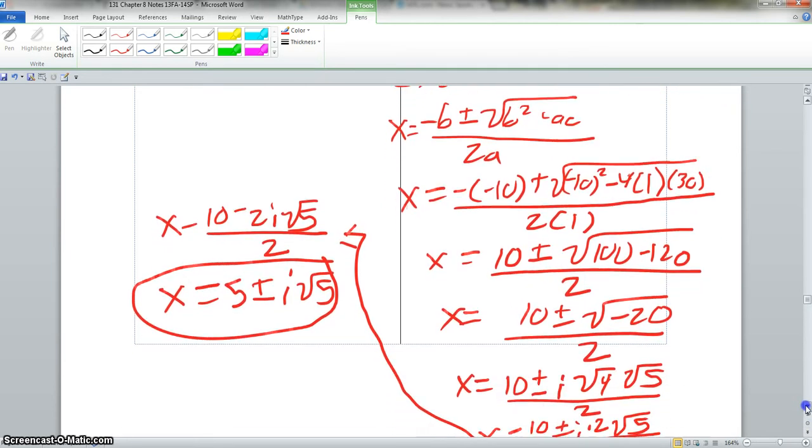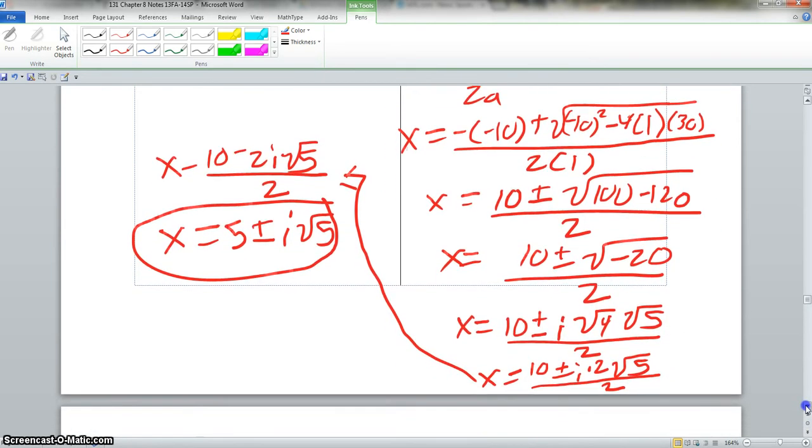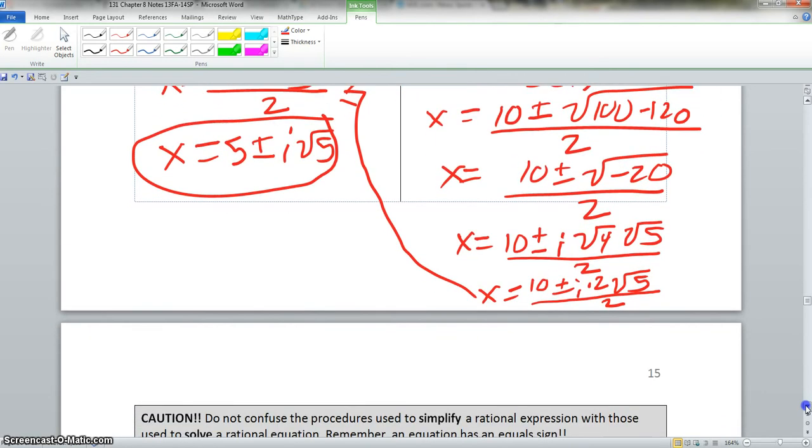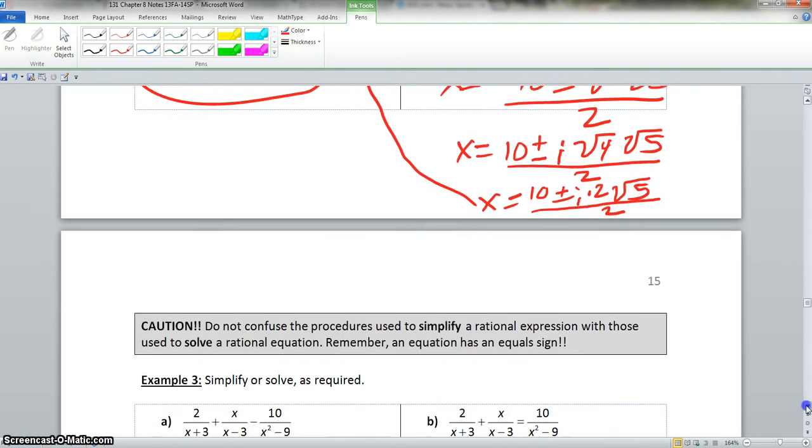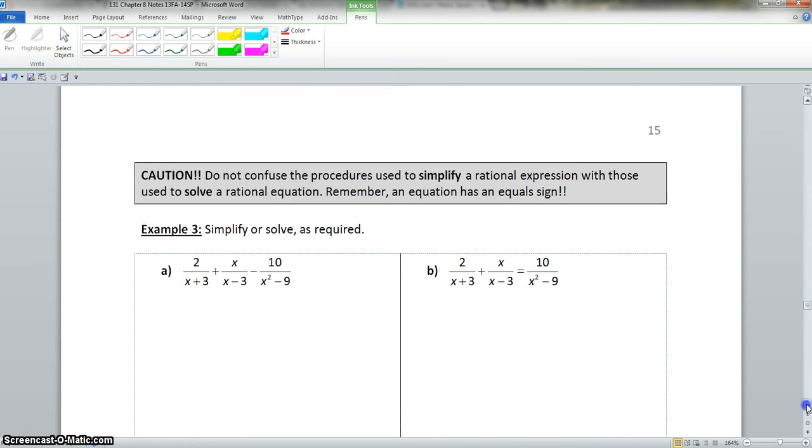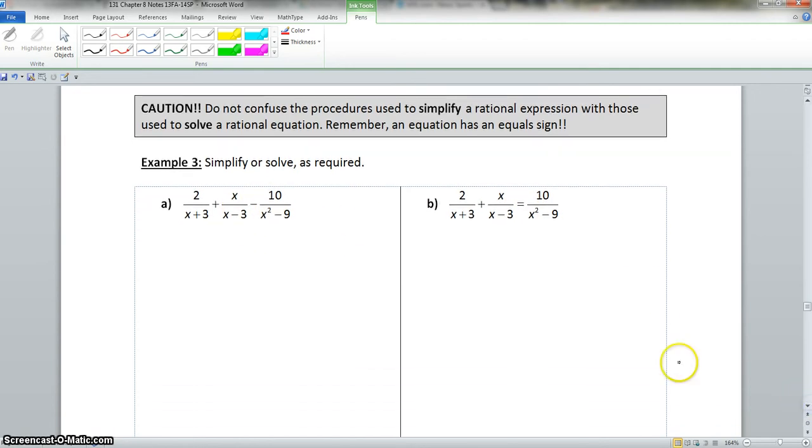Okay, now we go on to the next page. It says here, caution: do not confuse the procedure used to simplify a rational expression with those used to solve a rational equation. Remember, an equation has an equal sign. So basically, you cannot do what I just showed you if there's no equal sign in the problem. The difference between these two is that this has an equal sign and this does not. So I want you to see this as well.